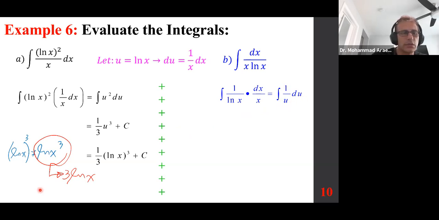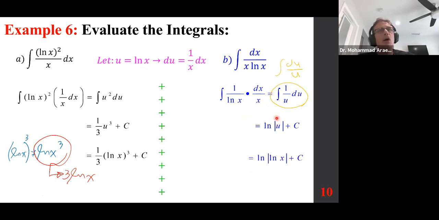Let me just write that. This is the same as saying the integral of du over u. And the result is a natural log. So the natural log of u and a constant, where u itself is ln x. So ln of ln x, ln of ln x plus a constant. That's the final answer.